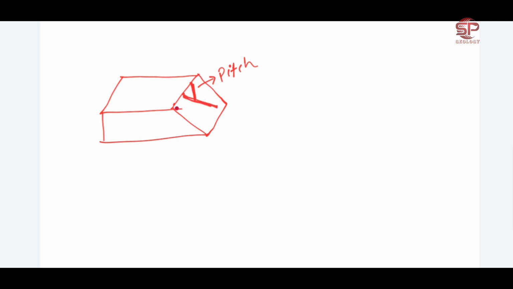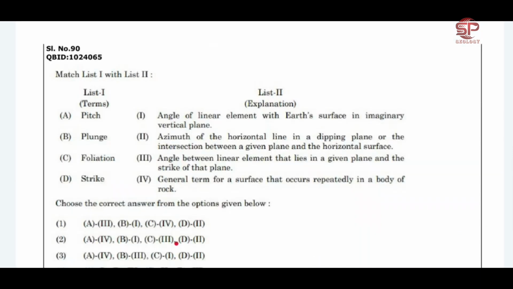It is defined for a line, and the angle between the horizontal projection of the line, measured on a vertical plane, is called plunge. Plunge is similar to apparent dip or true dip. So pitch and plunge. Pitch is the angle between a linear element that lies on a given plane and the strike of the plane; it will be correct. Plunge is the angle of a linear element with the surface in an imaginary vertical plane; it will be correct.